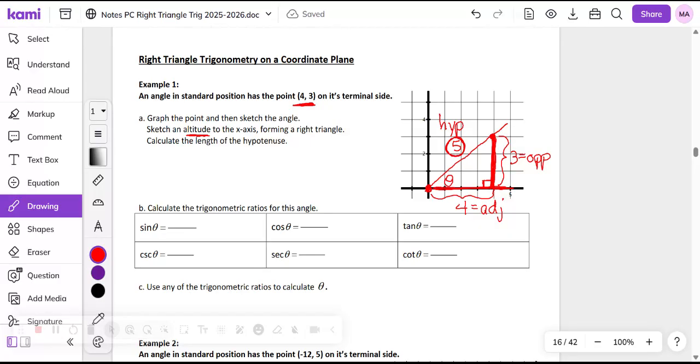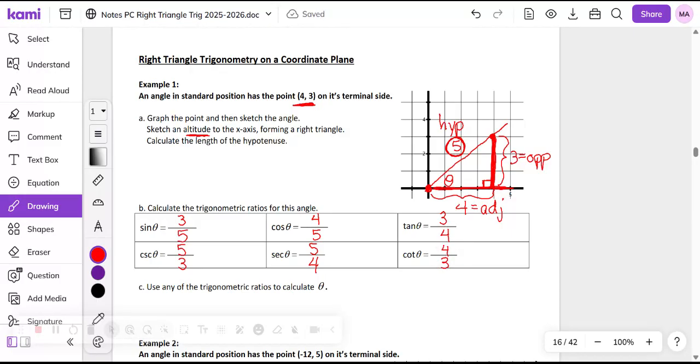So the sine of this angle, opposite over hypotenuse, is 3 over 5. The cosecant is simply the reciprocal, so it'll be 5 over 3. The cosine of this angle is adjacent over hypotenuse, so 4 over 5. And the secant is the reciprocal of that, so it's 5 over 4. And tangent is opposite over adjacent, so looking at our triangle, that would be 3 over 4. And the cotangent would be the reciprocal of that, so it's 4 over 3.